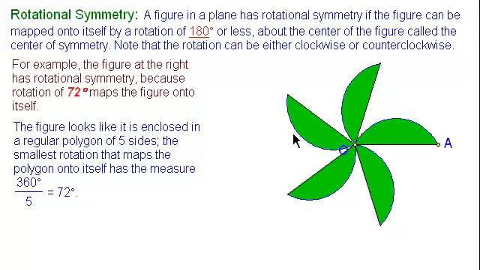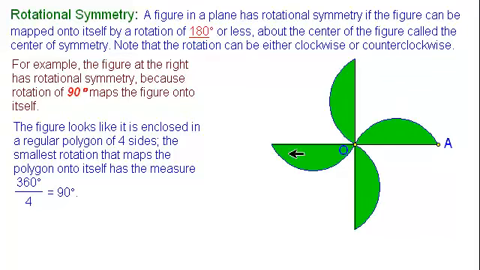For example, this figure has a rotational symmetry of 72 degrees that maps the figure onto itself. What does this mean? Let me change this to another figure like this. This figure has a rotational symmetry of 90 degrees, and the condition is that it has to be less than 180 degree rotation.